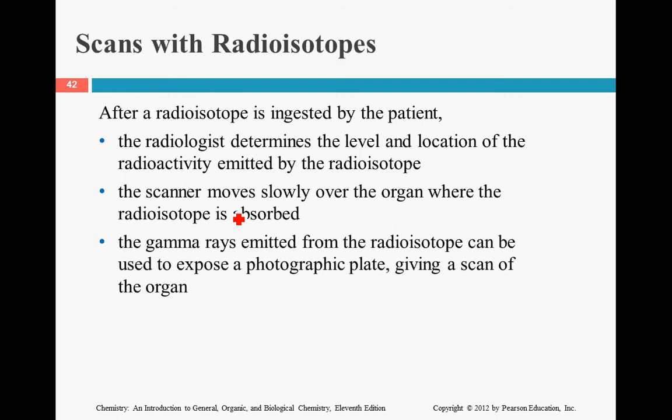After a radioisotope is ingested by the patient, it could be something that was in an IV, or something that was consumed, like by drinking it. The radiologist determines the level and location of the radioactivity. And because of that, it gets absorbed into the body. For instance, if you have iodine, the iodine starts to get absorbed in the thyroid. And then we can put a scanner on top of it that moves really slowly over that organ that we're concerned about. And we can have a visual of what's going on with that organ. The gamma rays emitted from the radioisotope can be exposed, giving a scan of the organ.